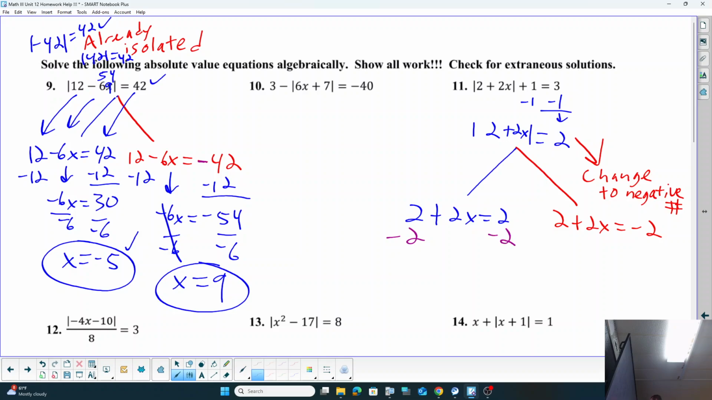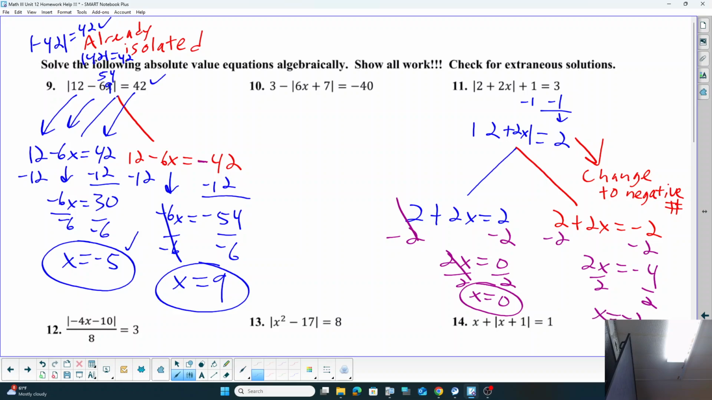So we're going to minus 2 to that side, so we get 2x equals 0. We're going to divide by 2, so we get x equals 0. And then we're going to minus 2, so we get 2x equals negative 4. And then we're going to divide by 2, and we get x equals negative 2. So there's number 11.